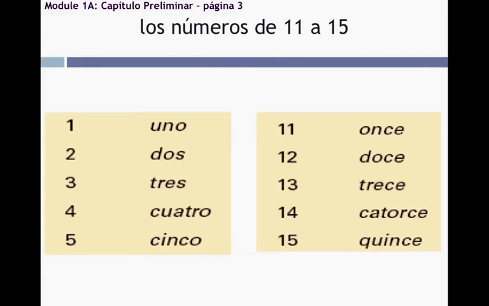Muy bien. Notice also the connections that you can see as you hook things in your brain. Uno and its connection to once. Dos, connection to doce. Tres, trece. Cuatro, catorce, not as big of a connection. And cinco, quince, not quite as big of a connection. But always look for those hooks as you learn this new language.